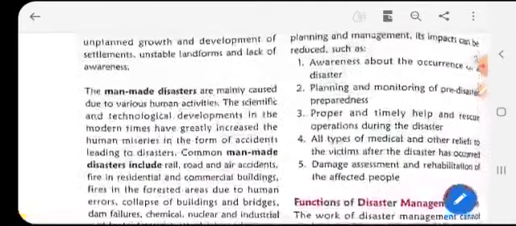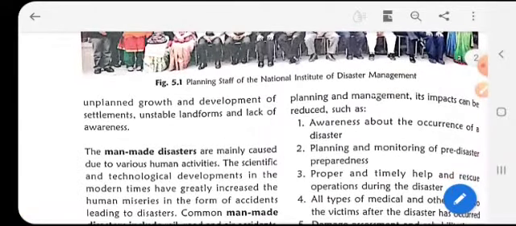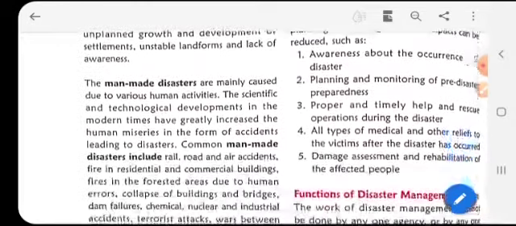Now let's see how we can manage the disaster. First, awareness about the occurrence of a disaster. So, the geographical department makes us aware of the disasters or natural calamity that may be caused within a few time. Then, planning and monitoring of pre-disaster preparedness. So, we should plan that if a disaster happens, then how should we take the precautions so that loss of life and property can be minimized.